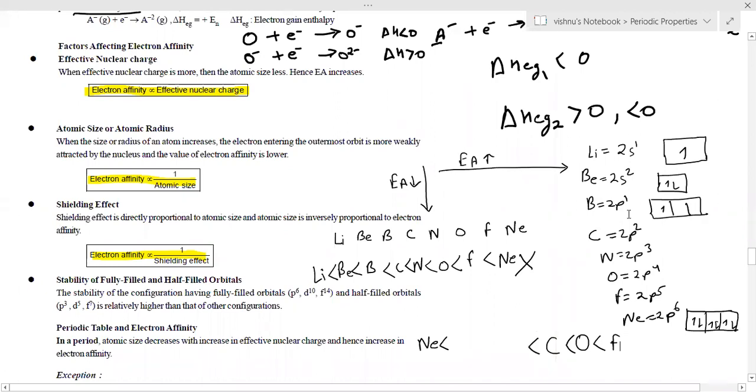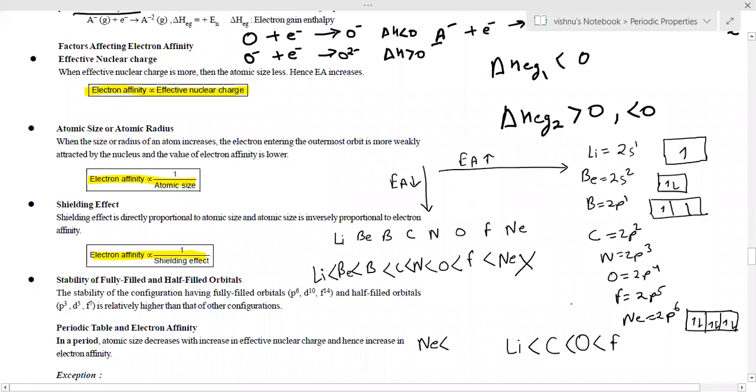After carbon we have boron, which is normal. Beryllium is already fulfilled, but think about lithium. Lithium is half filled, but after gaining one electron, it will become fulfilled, right? Which will increase its stability, right? So after carbon, we will have lithium.